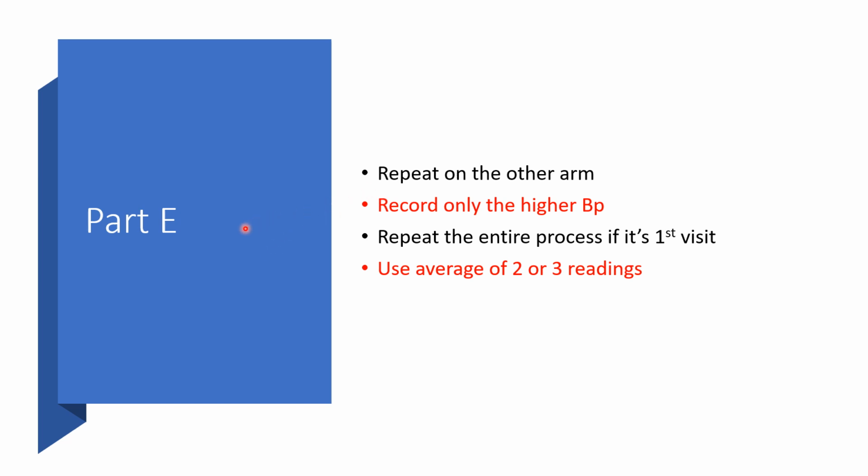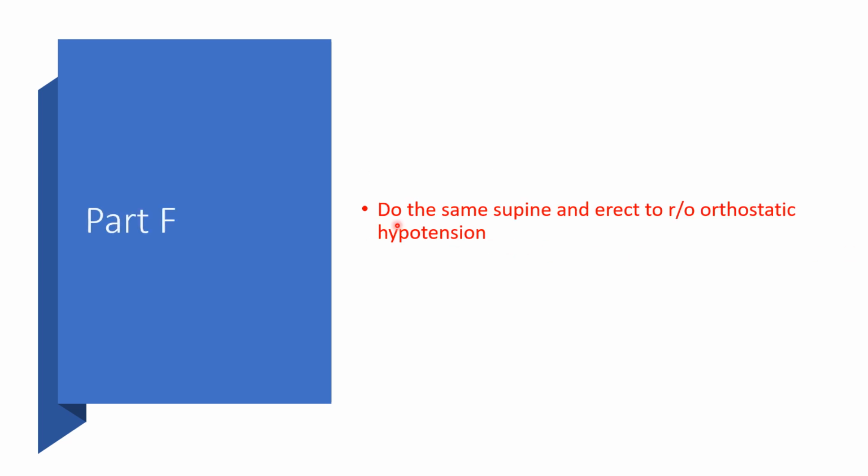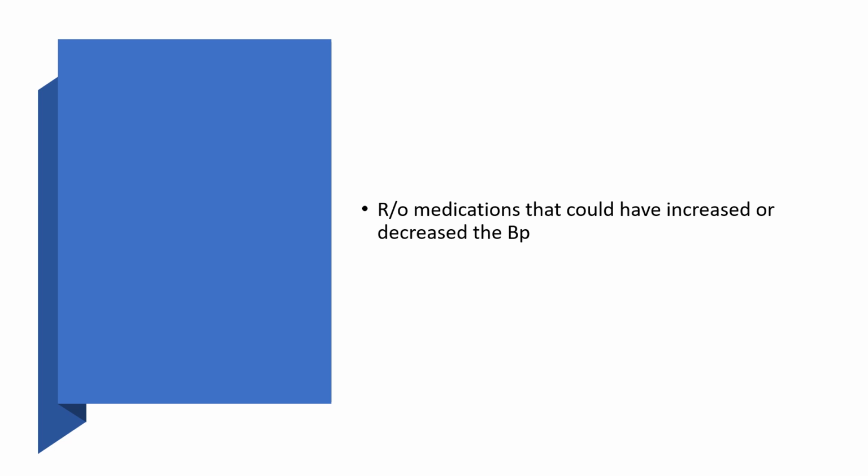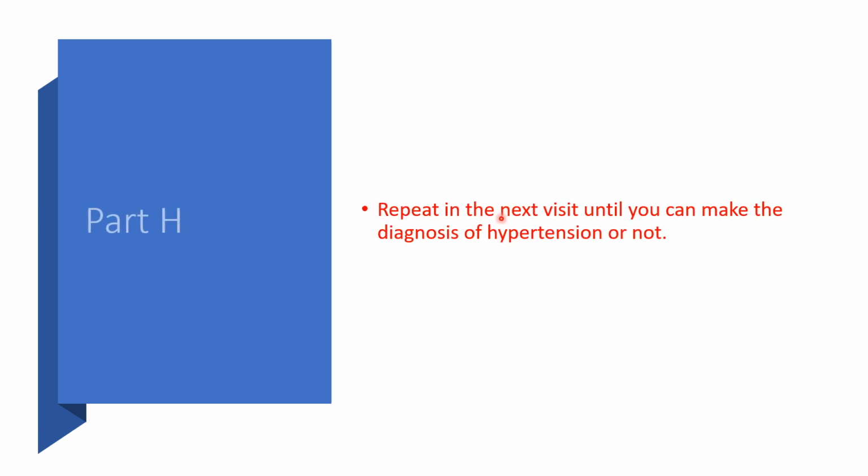Part E. We will repeat the entire process on the other arm. Then we will record only the higher blood pressure. Repeat the entire process if the patient is visiting for the first time. Use an average of 2 or 3 readings. We have to do the same when the patient is lying supine and when he or she is erect. With that, we want to rule out orthostatic hypotension. We must rule out medications that could have increased or decreased the blood pressure even before measuring the BP, by taking a simple history of medications already used. Repeat in the next visit until you can make the diagnosis of hypertension or until you can rule that out conveniently.